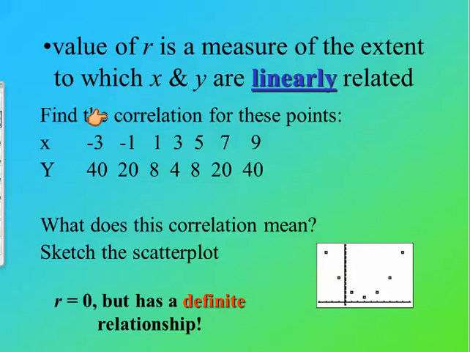If we took these points right here and related them, and put them on a scatter plot, we get something like this. There's a relationship there, but it's definitely not a linear relationship, is it? And you would get an R value of 0. Okay? This relationship is quadratic. So it's not a linear relationship at all.